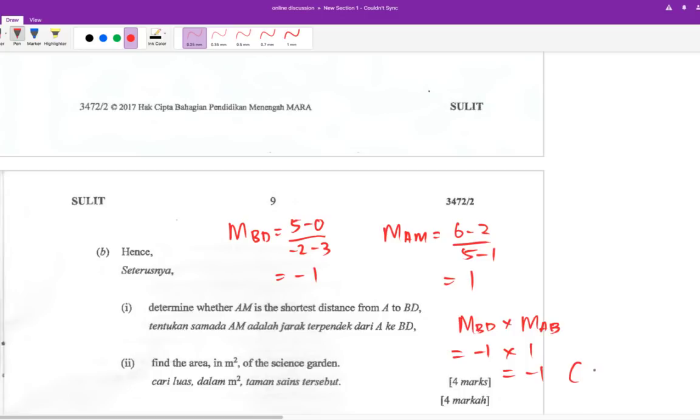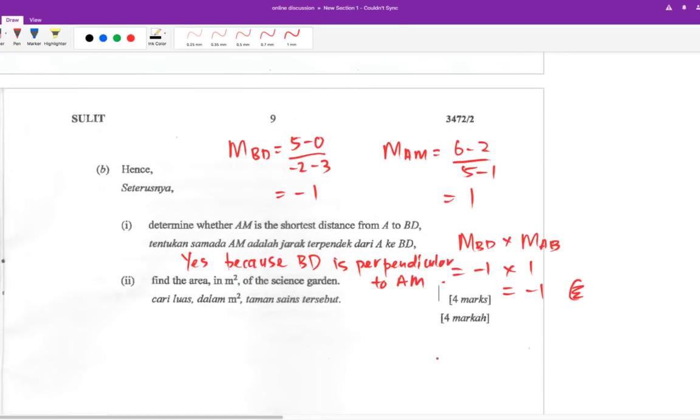Then I just write, since the product of the gradients is -1, you can determine whether there is a shorter distance. You will say yes, because BD is perpendicular to AM. Okay, this is how I will write it. But of course, you can refer to the marking scheme.